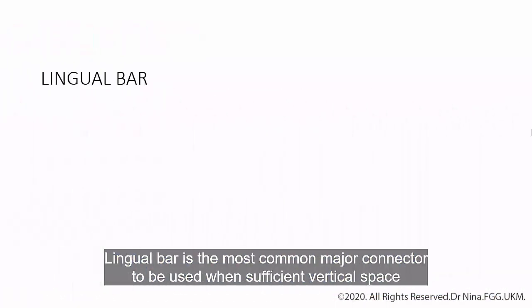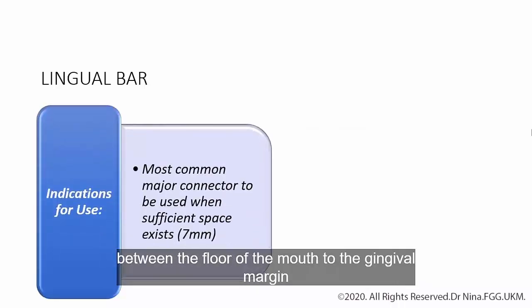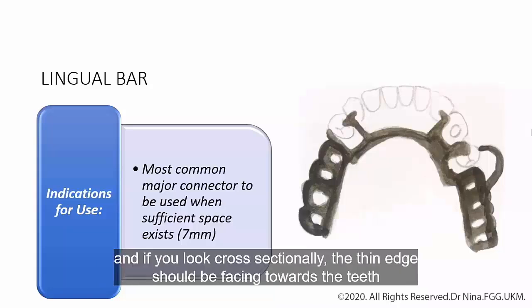Now, lingual bars are the most common major connector to be used when you have sufficient vertical space between the floor of the mouth to the gingival margins. So what are the measurements? You need a height of 4 mm and a thickness of 2 mm, of a half pear shape in cross section of the lingual bar, and if you look cross-sectionally, the thin edge should be facing towards the teeth.